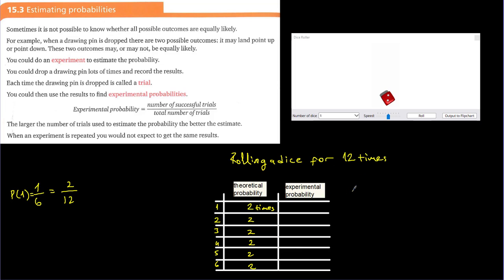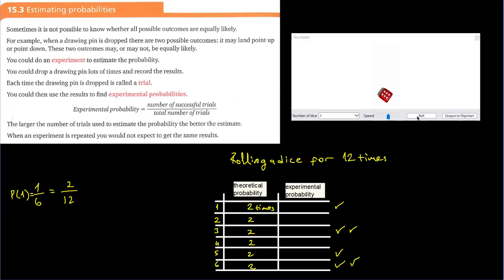So what are the experimental probability results? Here I'm going to roll 12 times, and I'm going to put a tick for each time, and I'm going to see how many times it comes for each value. So first I'm rolling, it comes up 3, so I'm going to put a tick for 3. One more time, this time 1. One more time, this time 6. One more time, this time 5. One more time, 3 again. This is the second time 3.